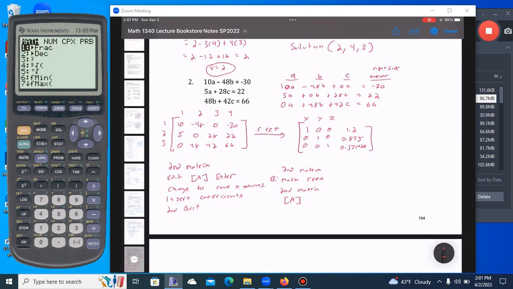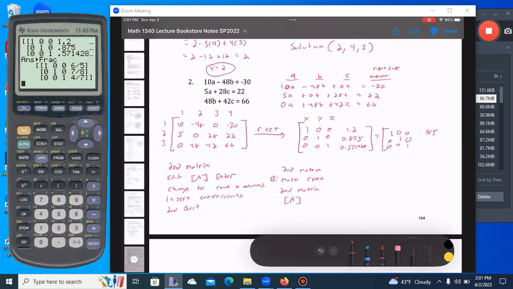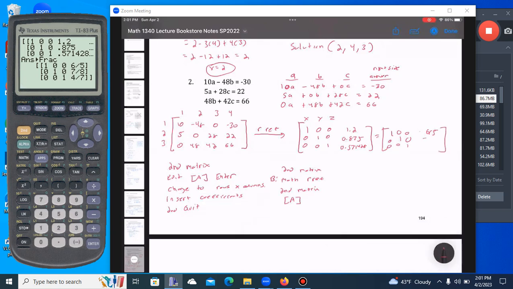Math, fraction. Yeah, you can convert it to a fraction too. So this is 1, 0, 0, 0, 1, 0, 0, 0, 1, and 6/5, 7/8, and 4/7. So what this means is x equals 6/5, y equals 7/8, and z equals 4/7.